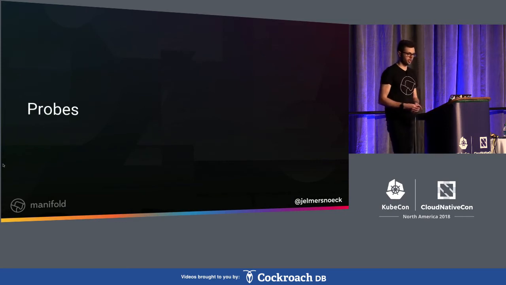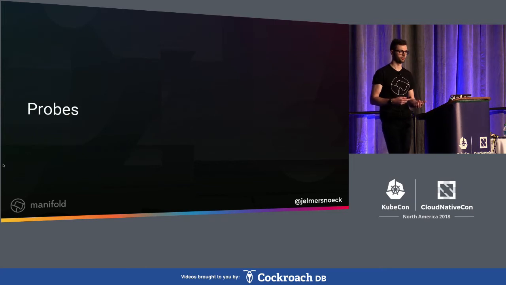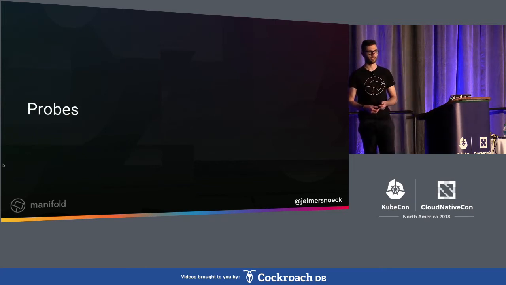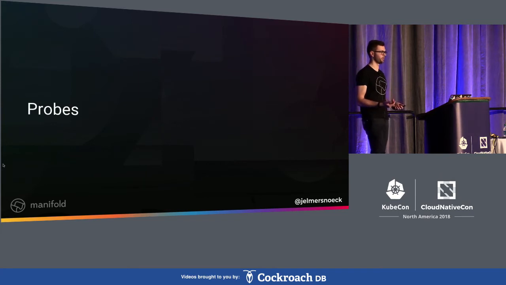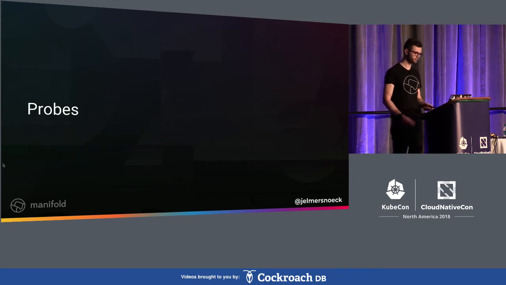So we talked about disruptions or unavailability due to external events like a node outage or zone outage. But what if your application is having an issue? How does Kubernetes know that? When we talked about deployments, we said we want X amount of applications to be available, but how does Kubernetes know that? And that's where probes come into play.